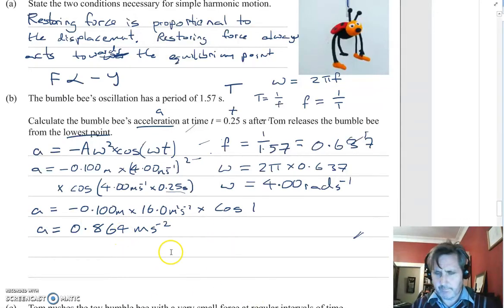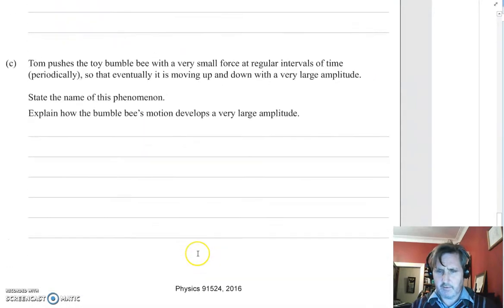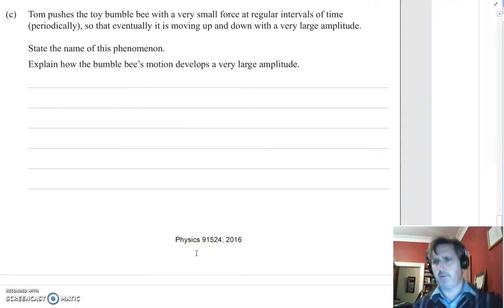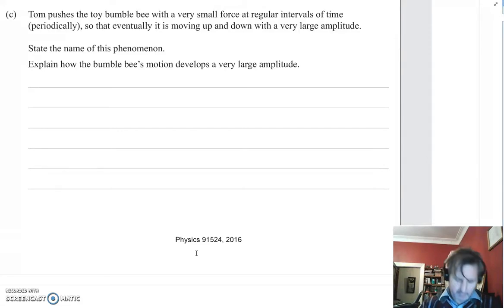Okay, so let's go look at the next question. Tom pushes the toy bumblebee with a very small force at regular intervals of time periodically. So eventually it's moving up and down with a very large amplitude. State the name of this phenomenon. Explain why the bumblebee's motion develops a very large amplitude. Okay, so this is called resonance.